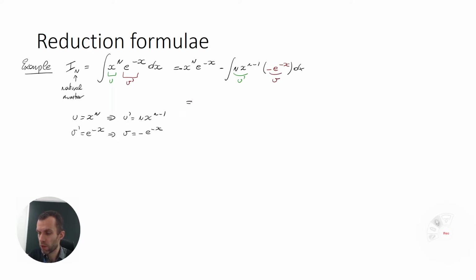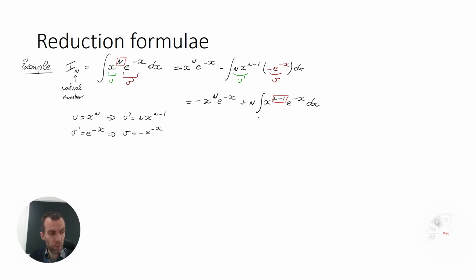And so now we can clean that up a bit to write x to the n e to the minus x plus n times the integral of x to the n minus 1 e to the minus x dx. And now if you look at the form of the integral that you have on the right hand side here, it looks exactly like what we started from, except the exponent is n minus 1, and in the beginning it was n. So we managed to lower the exponent by 1.